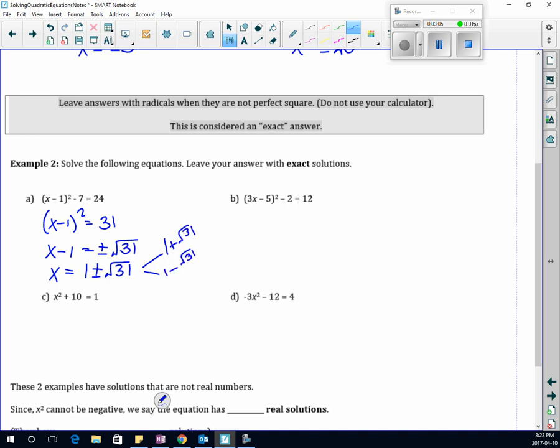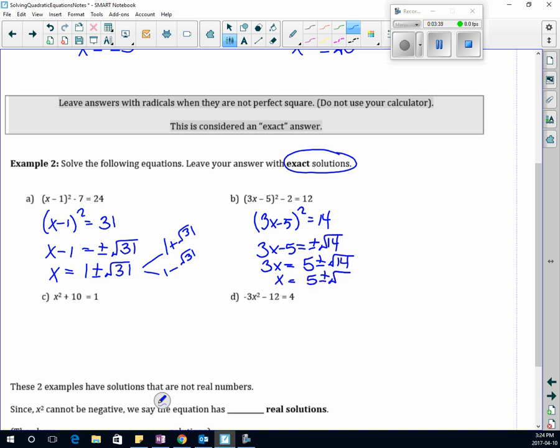And if I wanted to get a decimal approximation, I can, but it says right here to leave as exact solutions. So let's do the next one, B. Again, just algebra. Move the 2 over, we get 3x minus 5 squared equals 14. Square root, we get 3x minus 5 equals plus or minus the square root of 14. Add 5, so we get 3x equals 5 plus or minus the square root of 14. Divide by 3, we get 5 plus or minus the square root of 14 all over 3.